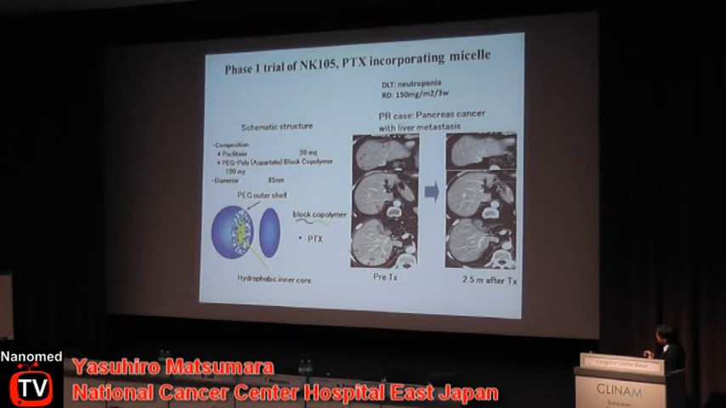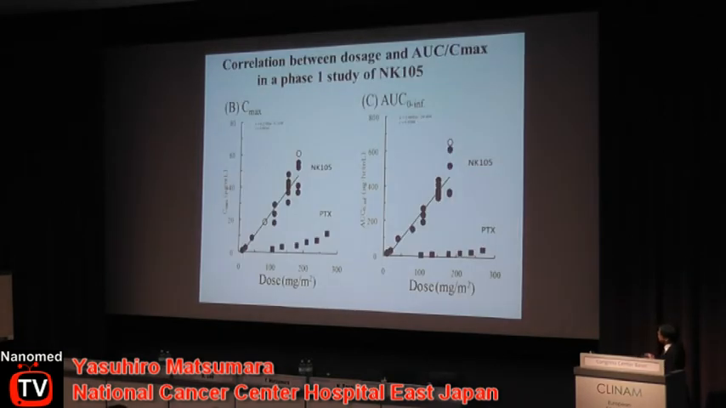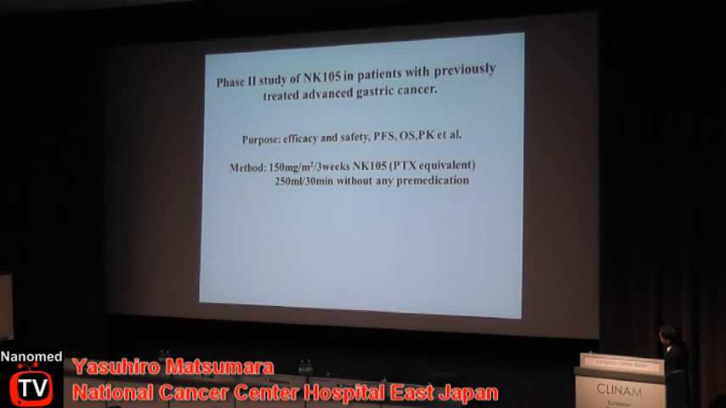As you see, significant reduction of liver metastasis was observed after the treatment in patients with pancreatic cancer. In this phase 1 trial, Cmax and AUC of NK115 were significantly higher than those of paclitaxel. The recommended phase 2 dose was determined to be 150 milligrams per square meter every 3 weeks.